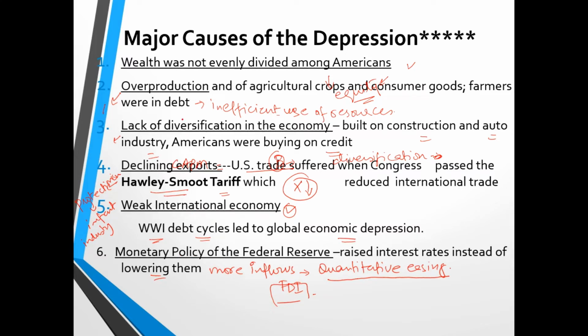And the way to memorize these is to make a shortcut, right? For example, I am using MOW, so it's like a moldy. M stands for monetary policy, O stands for overproduction, W stands for wealth not equally divided, another W stands for weak international economy, L for lack of diversification, and D stands for declining exports.